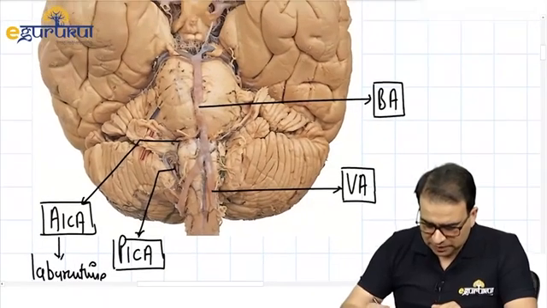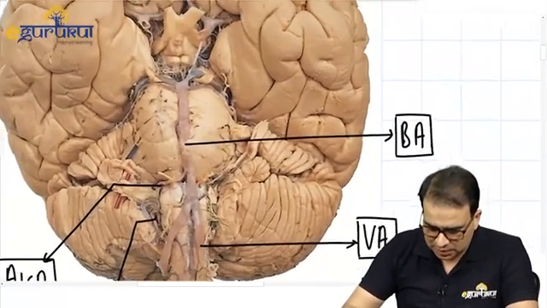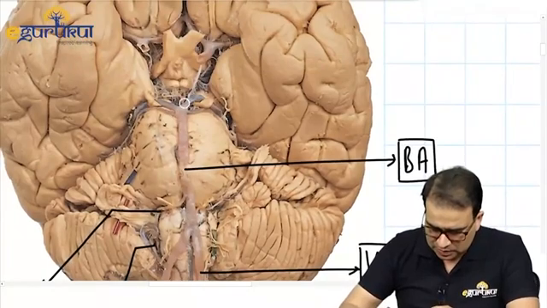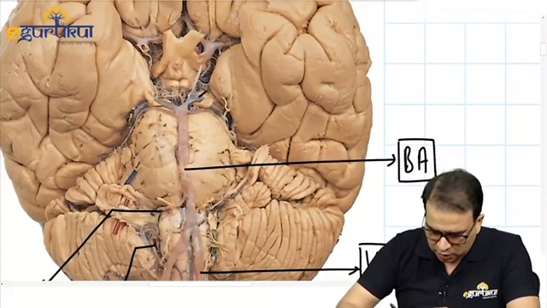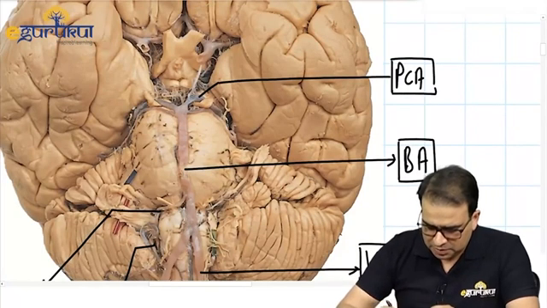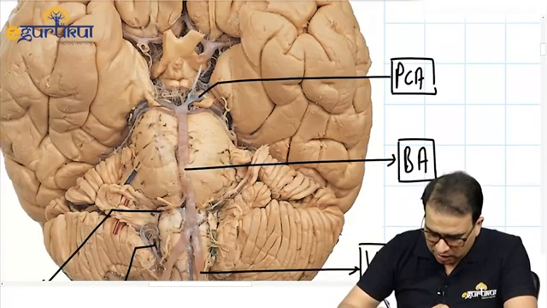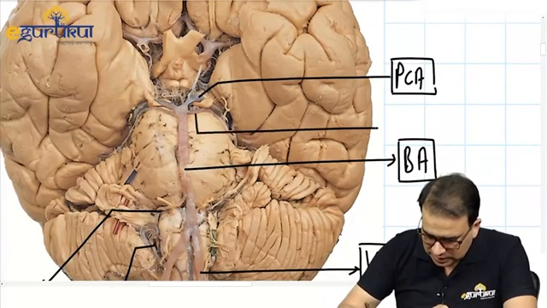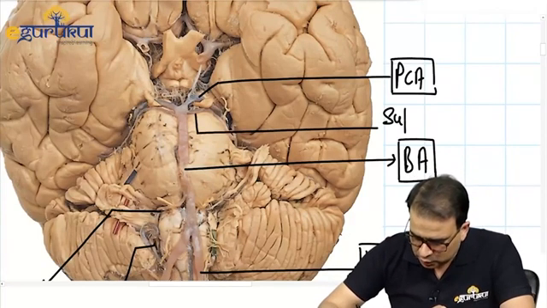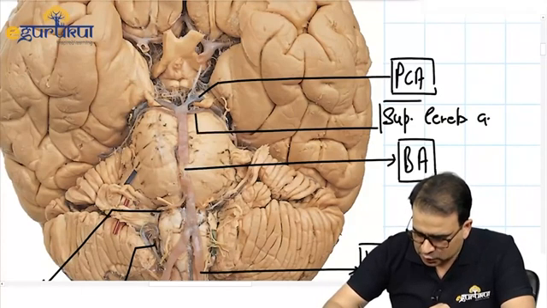Moving up in this picture, the basilar artery divides into the two terminal branches. Let me just enlarge this picture a bit more. Now look at this very prominent terminal branch of the basilar artery, guys. This here is the posterior cerebral artery. Just before the termination into the two posterior cerebral arteries, another important artery that you can notice here is the superior cerebellar artery.